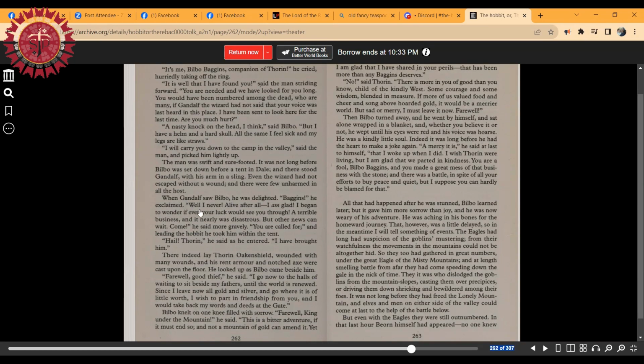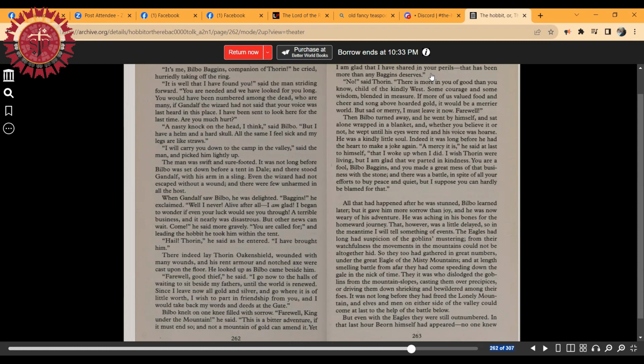When Gandalf saw Bilbo, he was delighted. Baggins, he exclaimed. Well, I never. Alive after all, and I am glad. I began to wonder if even your luck would see you through. A terrible business, and it nearly was disastrous. But other news can wait. Come, he said more gravely. You are called for, and leading the hobbit, he took him within the tent.